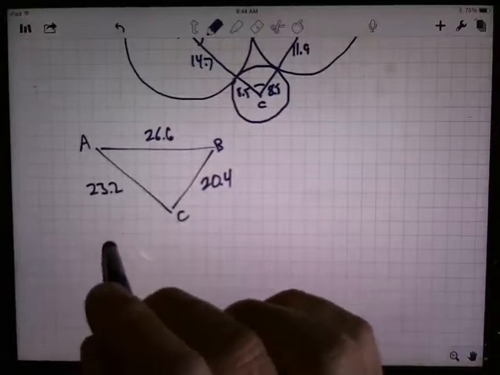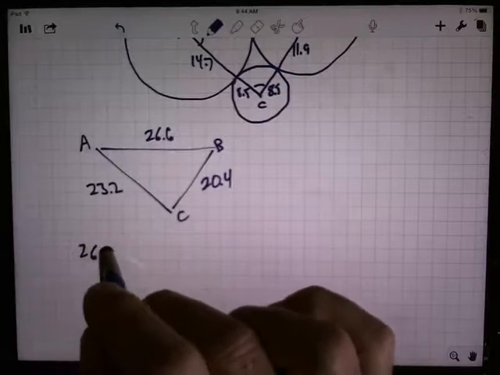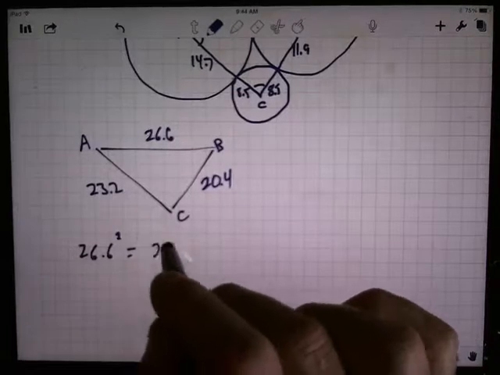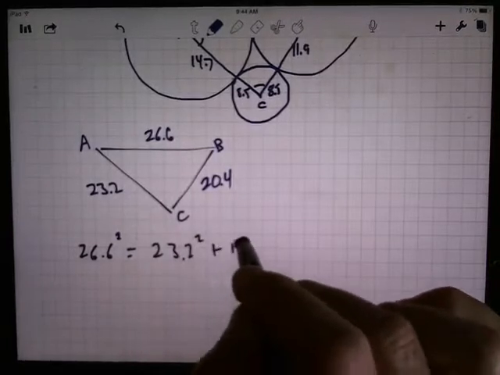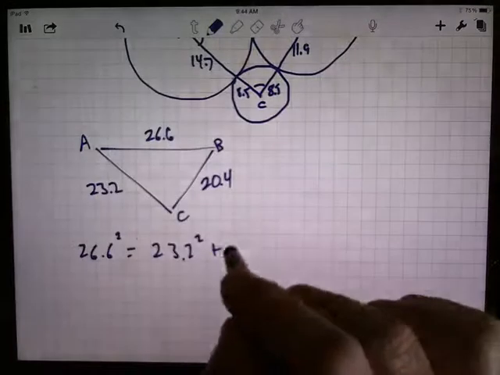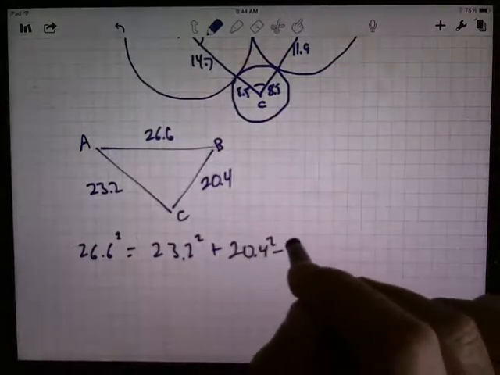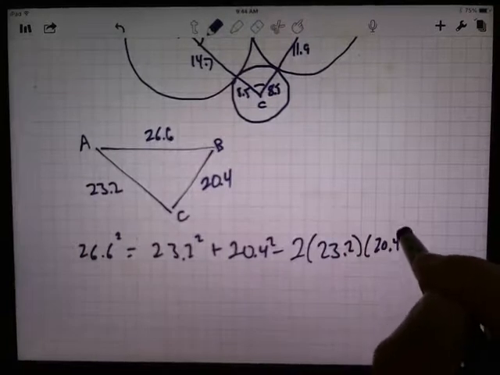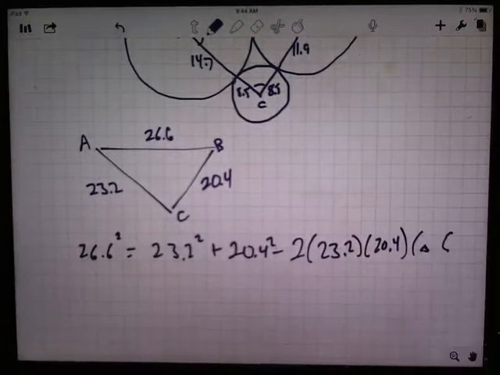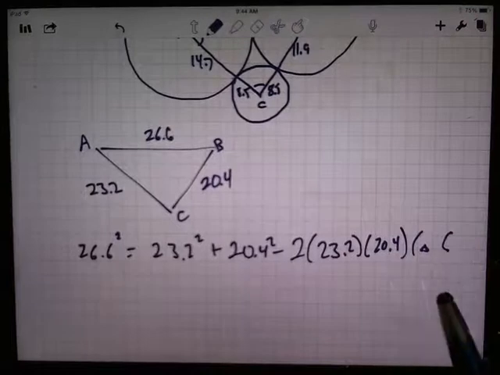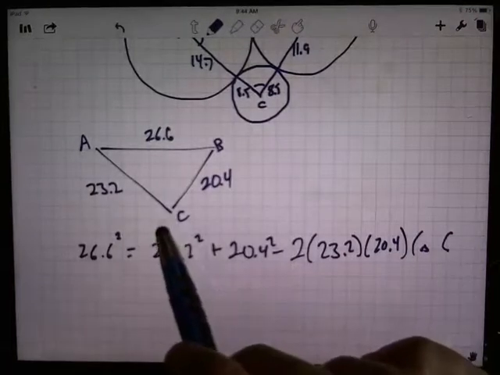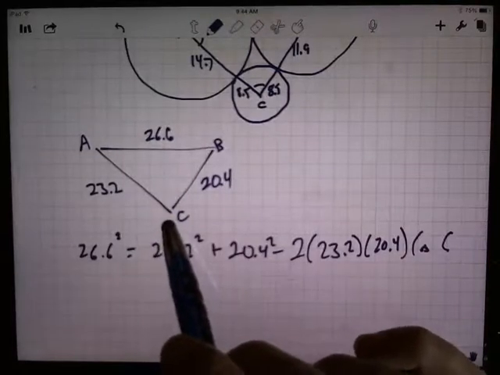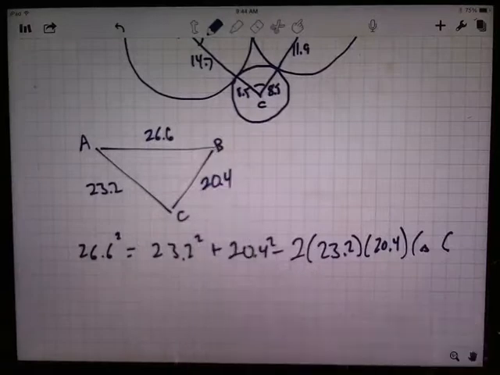Okay, so side length C: 26.6 squared equals the sum of the squares of those two, so 23.2 squared plus 20.4 squared, minus 2 times 23.2 times 20.4 times the cosine of angle C. By solving for the big angle first, the big angle is the only one that might be bigger than 90 degrees. It might not be, but it's the only one that has that chance. Once I know that, then I know the law of sines will be just fine to get those other two sides.